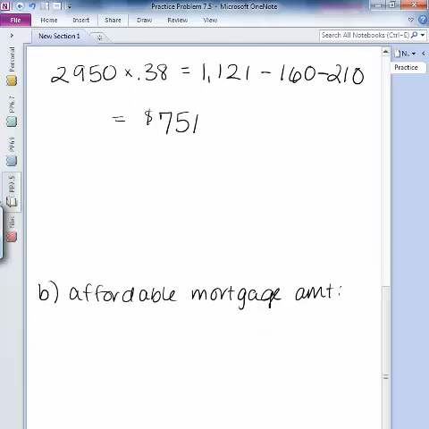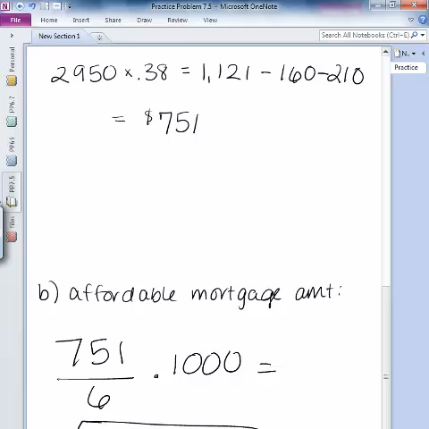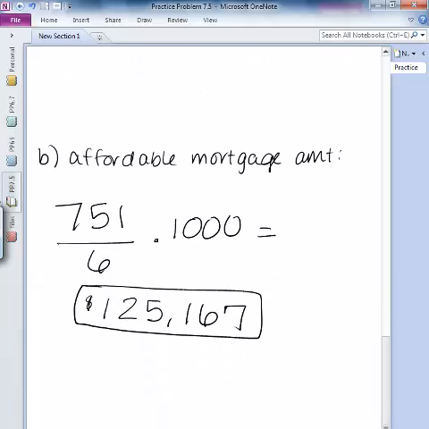So I come back up here, take that 751, divide by 6, and multiply by 1,000. That gives me a total mortgage amount of $125,167. This gives me the total amount that I could take out as a mortgage, but it's not the total amount I could afford for a house, because I have a down payment. So I have to account for this down payment.